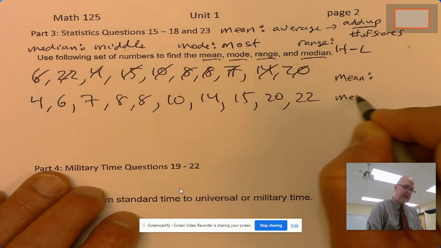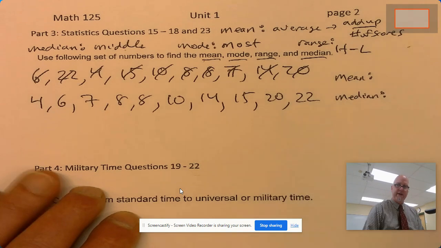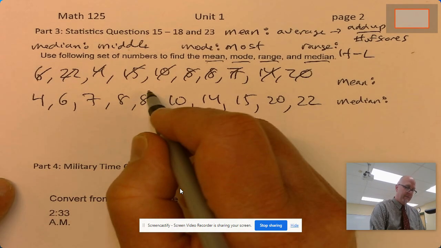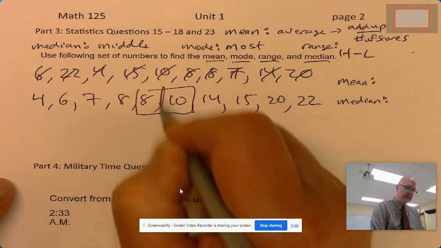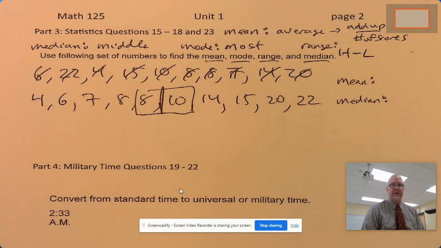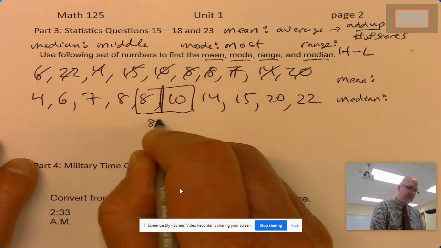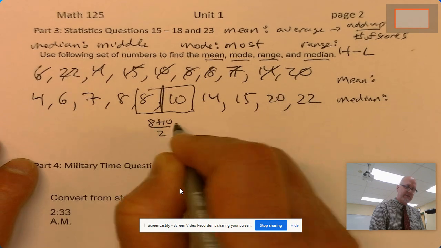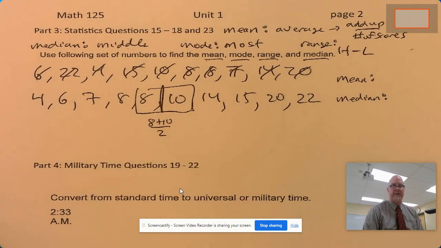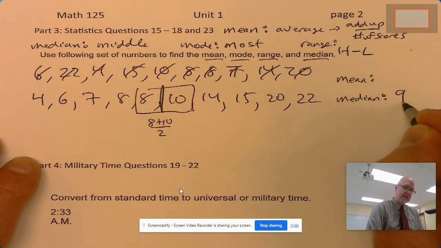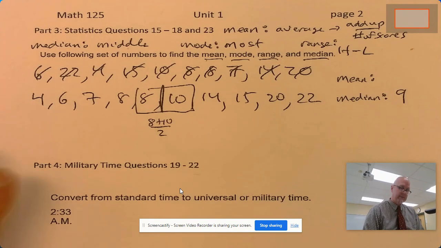The median is found by finding the middle number. The middle number is actually a number that is not really there, because we have 5 numbers on one side and 5 numbers on the other side. There is no middle number, but we find it by adding the 2 middle numbers together, hitting equals, and then dividing by 2. So the median turns out to be 9.